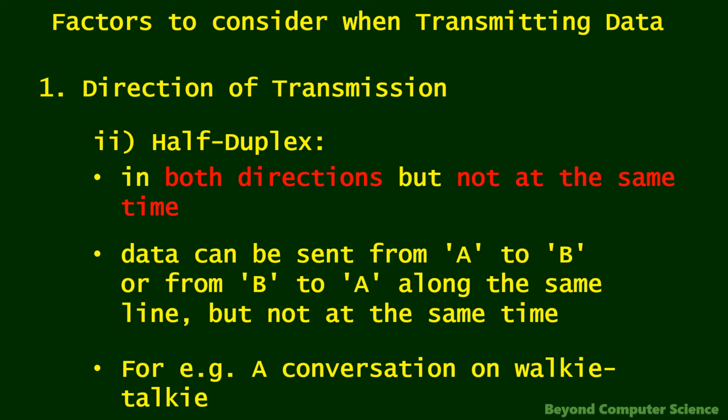So what they are doing in a walkie-talkie is switching their modes from sender to receiver. When they have to say something, by pressing a button down or up, they become the sender. And after sending the message, they say over and out, which is a signal for the other person connected to the walkie-talkie that I am done. Now you can switch your mode to sender if you want to say something, or remain a receiver for any other message from any other person. So a conversation on a walkie-talkie is an example of half duplex transmission.